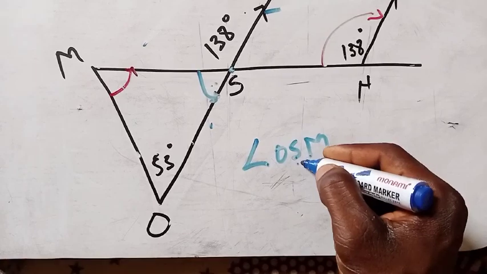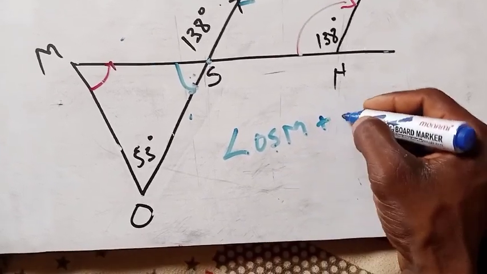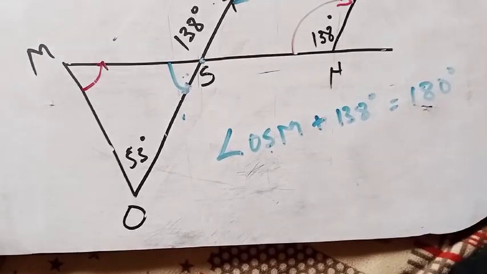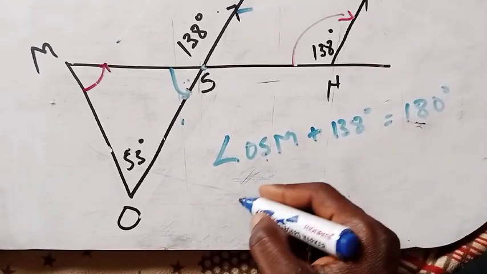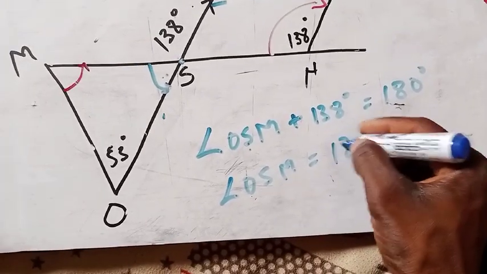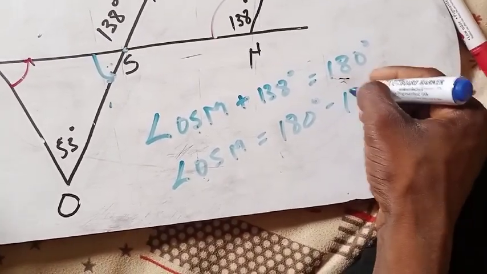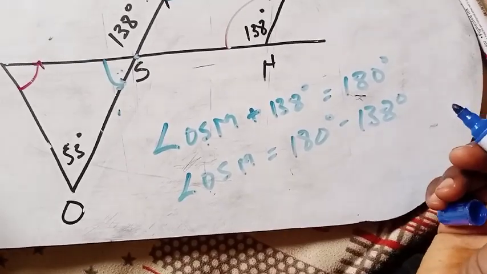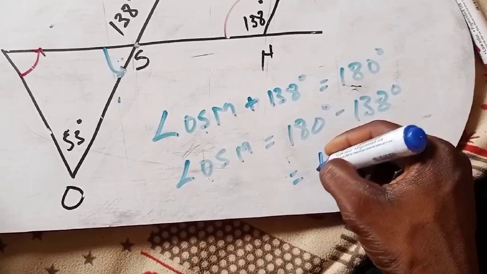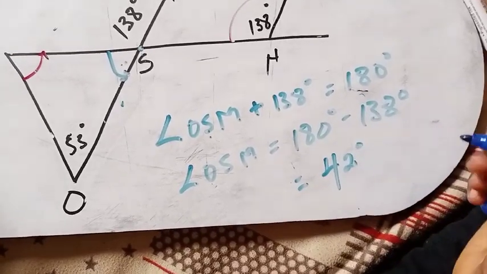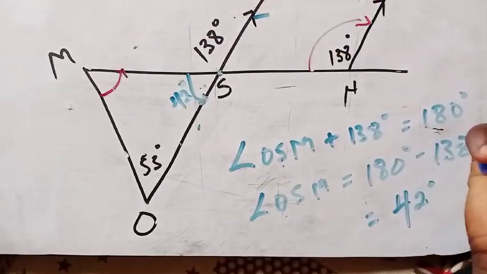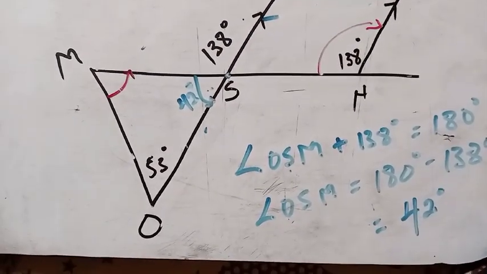So here, OXM plus 138 degrees is equal to 180 degrees. So we just need to find the value of this angle, which is OXM. That's going to be 180 degrees minus 138 degrees, right? So what is the value of this? That's just going to be 42 degrees, right? So that tells me that this side here is going to be 42 degrees. Is that okay? So we are free to go.